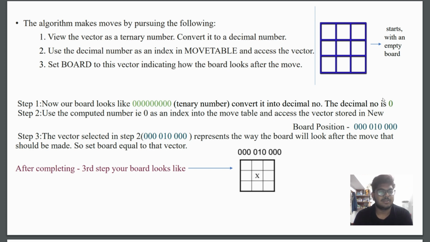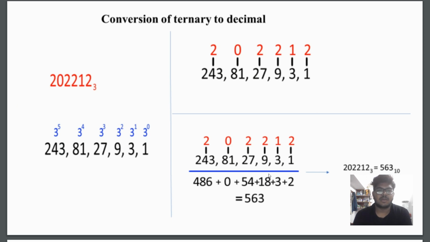The decimal number is 0, and we use the computed number, that is 0, as an index into the move table and access the vector stored in it. In step 3, the vector selected in step 2 represents the way the board looks after the move that should be made. So after completing the third step, the board looks like this. And this is just an example of how the conversion works.